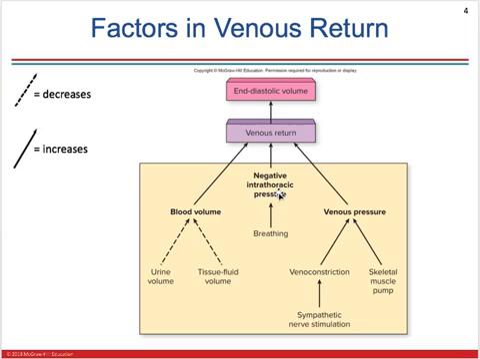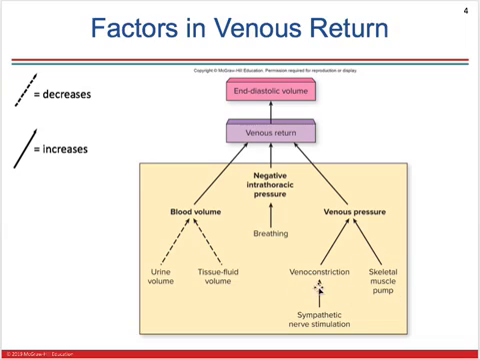It's going to suck the blood back towards the heart, but also compression of the diaphragm on the abdominal cavity squeezes blood back towards the heart as well. And then anything that raises venous pressure is going to increase venous return. These include the skeletal muscle pumps that are squeezing on the veins and pushing the blood back towards the heart.